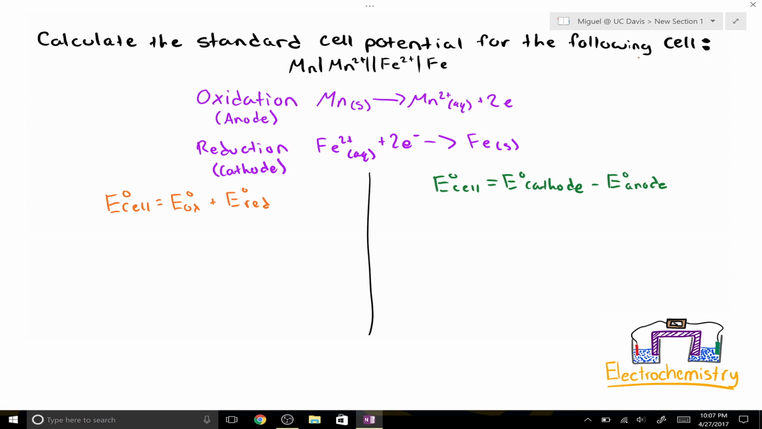First I'm going to work with this left method. If you use this method, you must use reduction and oxidation potentials respectively. So again, I'll write out the oxidation and reduction half reactions.